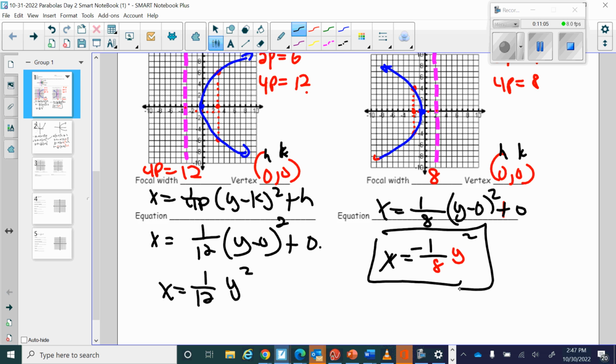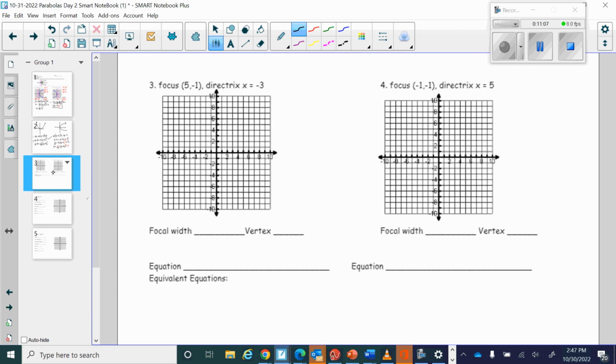All right, let's try another one. Okay. Focus (5, negative 1). Let's see what that's going to be. (5, negative 1). 5, that's right there. That's my focus. And my directrix is x equals negative 3. Negative 3 is right here. Right there. Let's get my p value now.